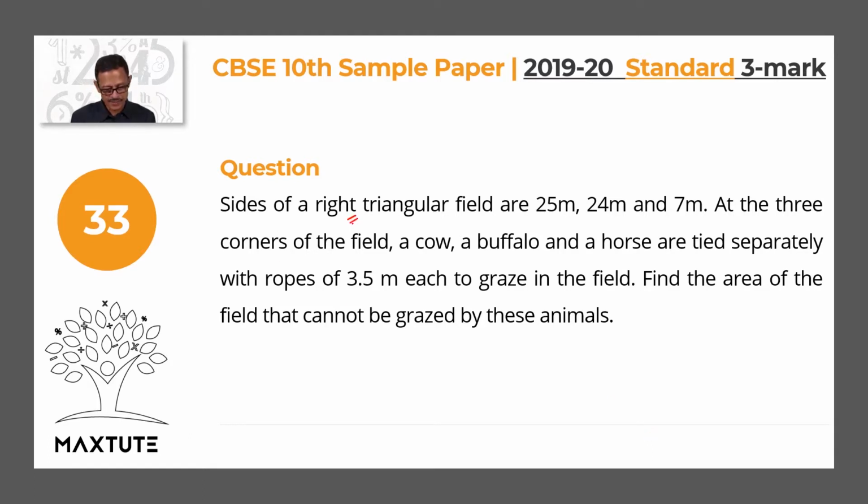It's a right triangle. At the 3 corners of the field, which is at the vertices of the triangle, a cow, a buffalo and a horse are tied separately with ropes of 3.5 meters each to graze the field. Find the area of the field that cannot be grazed by these 3 animals.